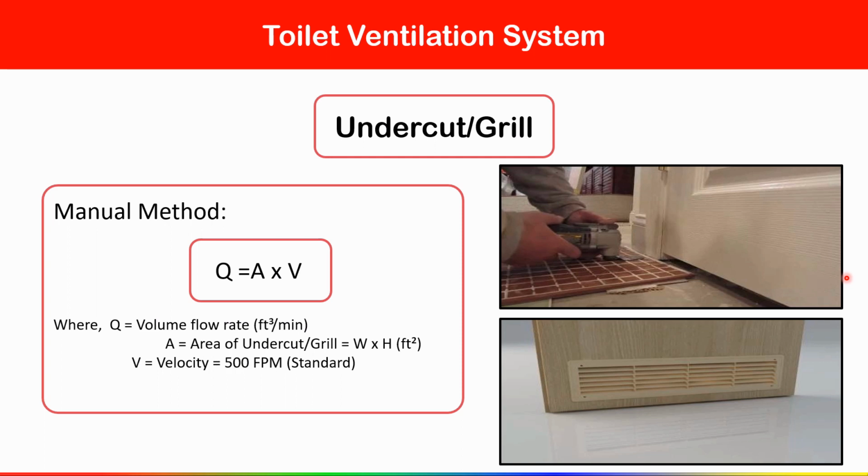And we know that if you want to install a rectangular type of grill, the area of a rectangle is width into height. Okay, so that is written here. Now V is velocity. Always we have to maintain a standard velocity, we have to take 500 fpm, feet per minute. So based on this formula you can get the size of this grill.